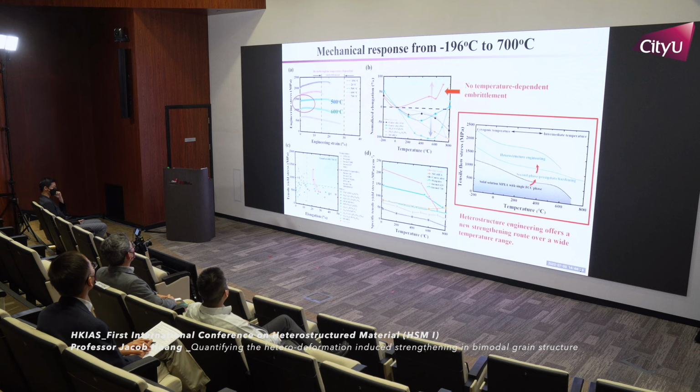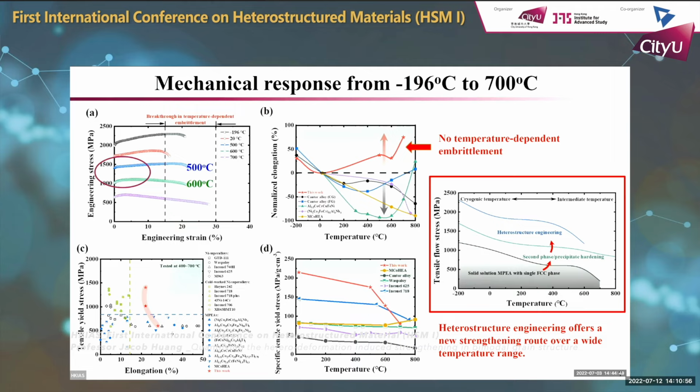In fact, we have also explored the tensile response of such heterostructured multi-principal alloy from minus 196 degrees C up to 700 degrees C, as shown here. We found that a sufficiently high tensile strength of 1.5 GPa or 1.1 GPa can be maintained at 500 degrees C or 600 degrees C respectively, likely a result of the lower diffusion rate in this multi-principal element alloy. And thus, there will be some slower disappearance, or called slower recovery, of such heterostructures.